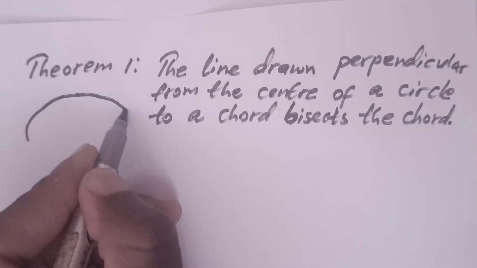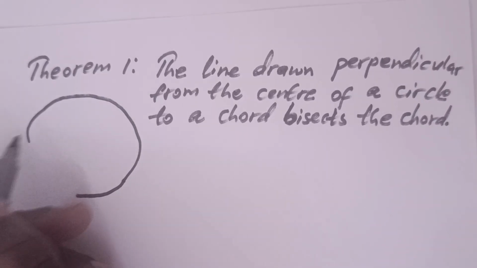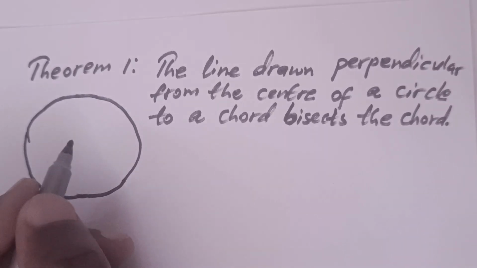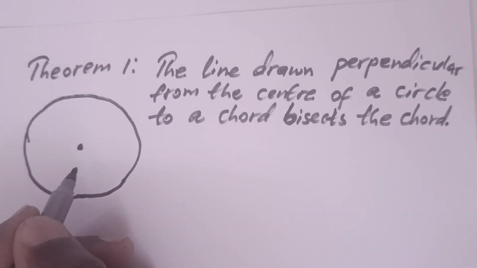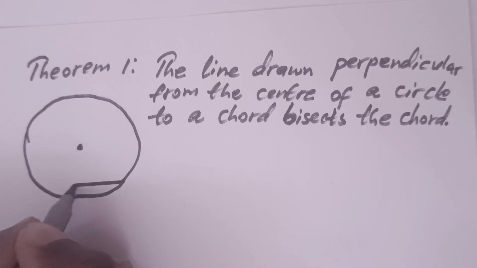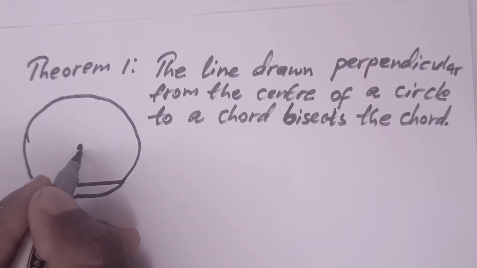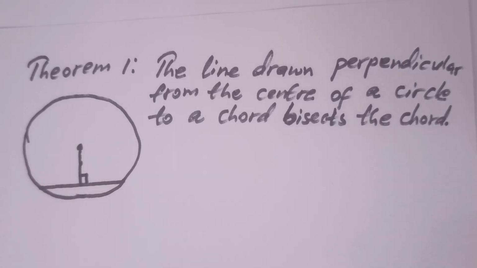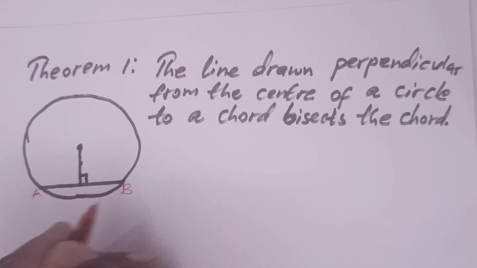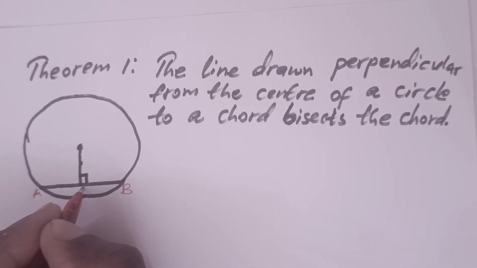A line that is drawn from the center of the circle perpendicular to the chord. Let's say this is the chord. A line drawn from the center of the circle perpendicular to the chord. That line bisects the chord. Let's say the chord is called AB, and where they meet is point C.